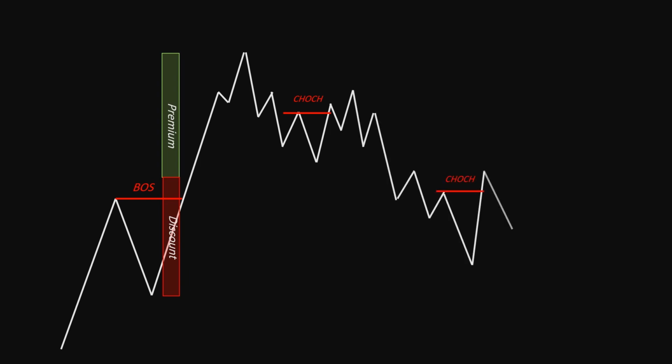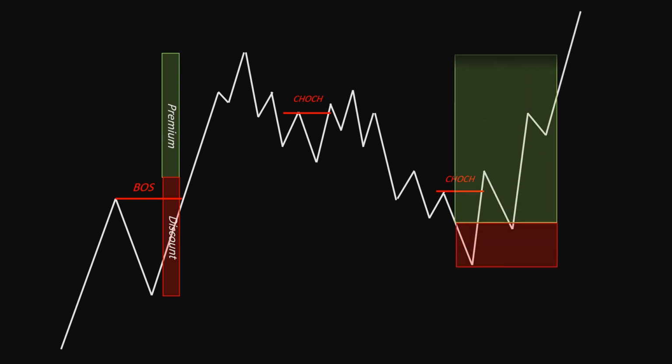In this video, we'll break down what these zones mean, how to spot them, and most importantly, how to use them to refine your entries and exits for better, more profitable trades. So if you're ready to take your trading decisions to the next level, stay tuned, let's get into it.